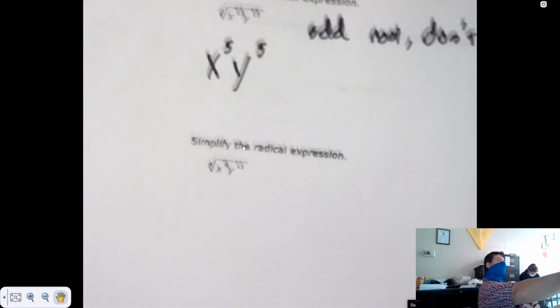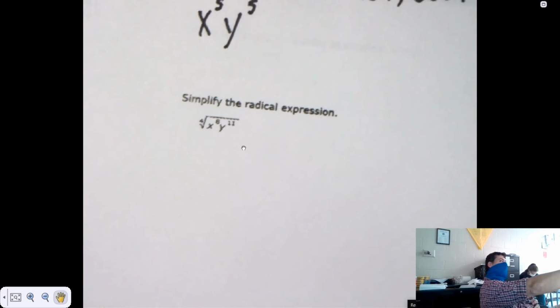Anyways, I want you guys to work on the one underneath. It's an even root. It is an even root. There might even be a little bit left over on the inside. And you may or may not need absolute value bars.